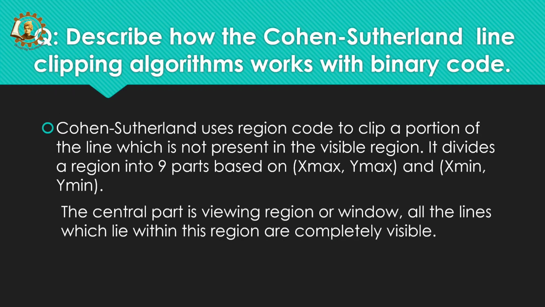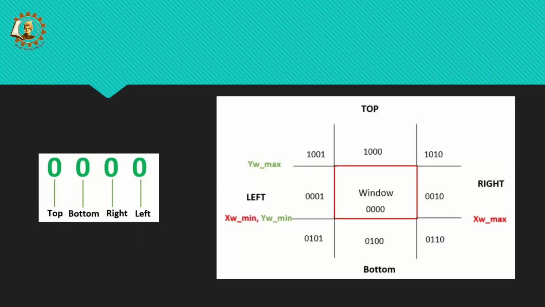The next question is, describe how the Cohen-Sutherland line clipping algorithm works with binary codes. We use this algorithm to clip lines. It divides the original region into 9 parts based on the x max, y max value and the x min, y min value. Here we have 4 different bits. The first bit is for top, second bit is for bottom, third bit is for right, and the fourth bit is for left.